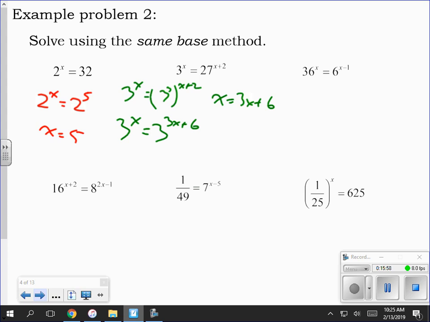Bases are the same. The exponents have to be the same. So subtract 3x, so I get negative 2x equals 6. Divide by negative 2, x equals negative 3.